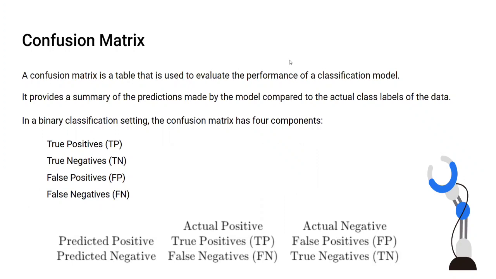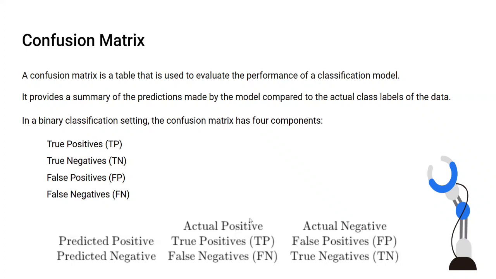So if you ask me what are true positives, true negatives, false positives, and false negatives, as you can see from the chart over here, when the predicted is positive and the actual is positive, we say it is a true positive. When the predicted is positive and the actual is negative, we say it is a false positive. When the predicted is negative and the actual is positive, we say it is a false negative. Whereas when the predicted is negative and the actual is negative, we say it is a true negative.